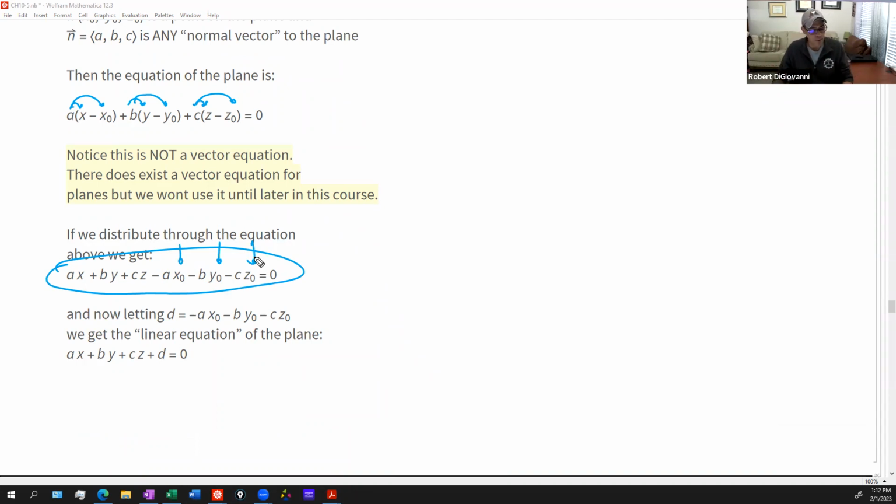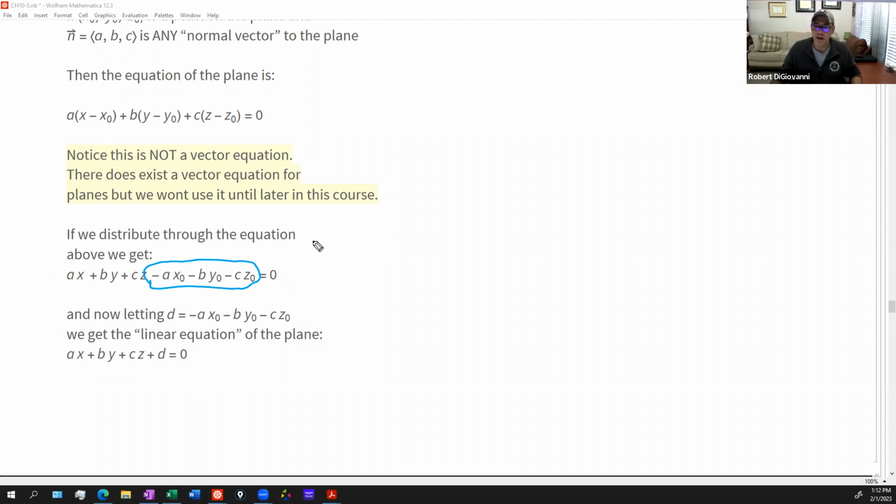And then finally, if we just take all of this right here and realize that that should all just be a number, because A is a number, x0 is a number, B is a number, y0 is a number, C is a number, z0 is a number. So all of this together is just a number. If we call that number D, then we can replace all that stuff and we get the equation that you're used to seeing in college algebra or linear algebra or something like that.